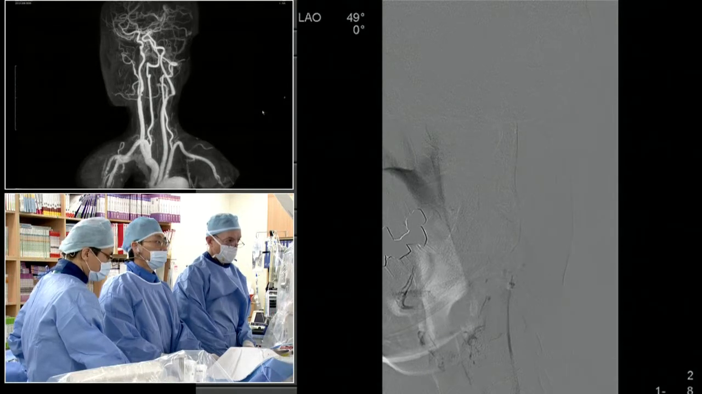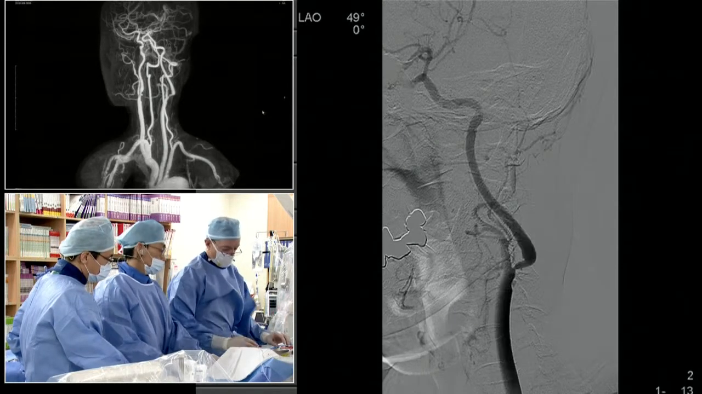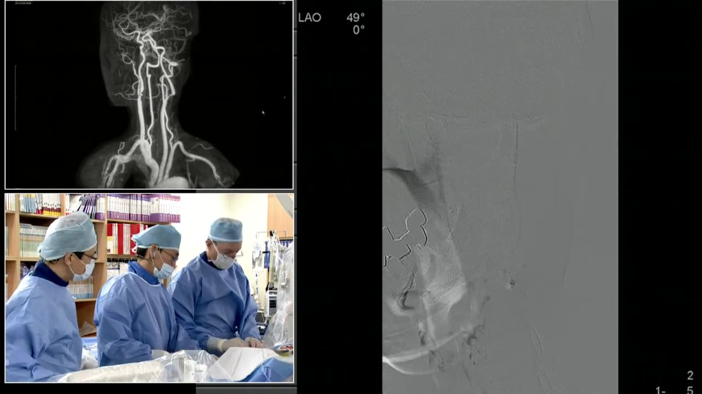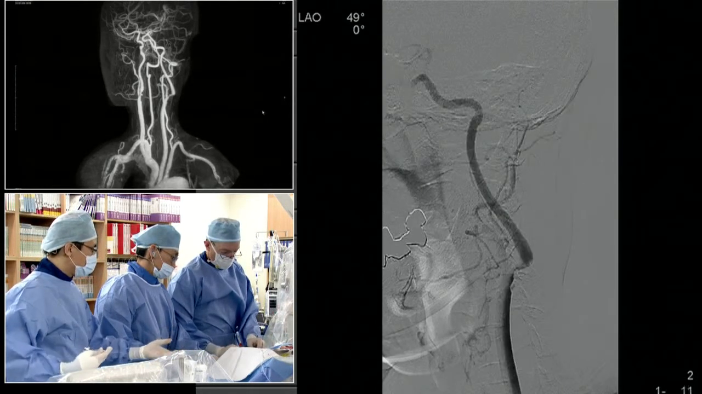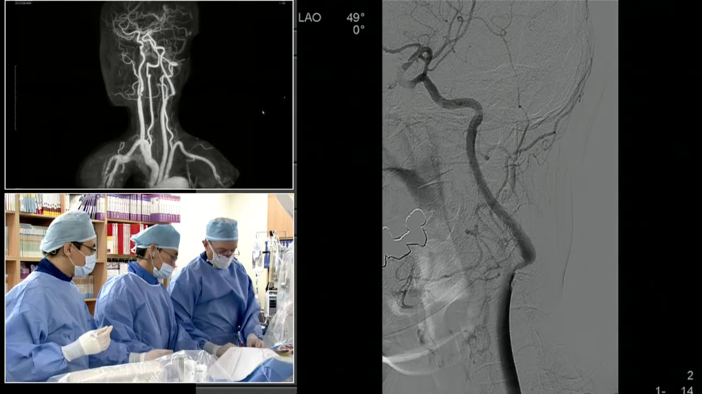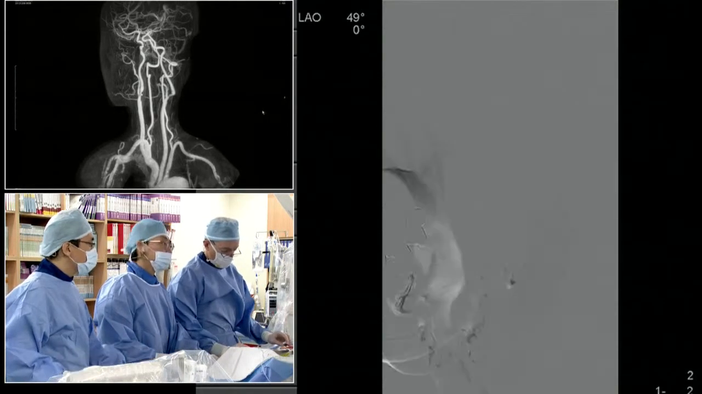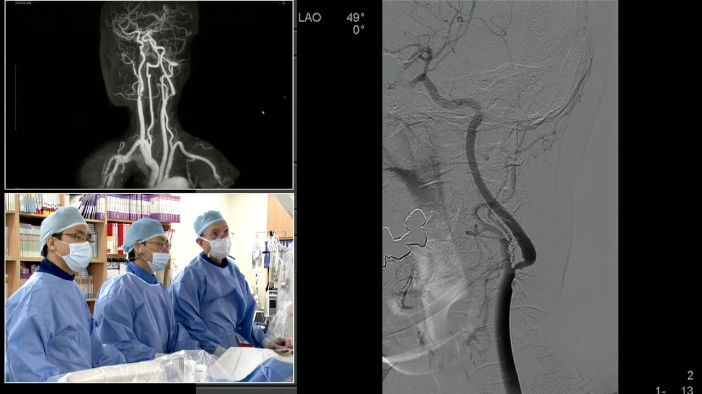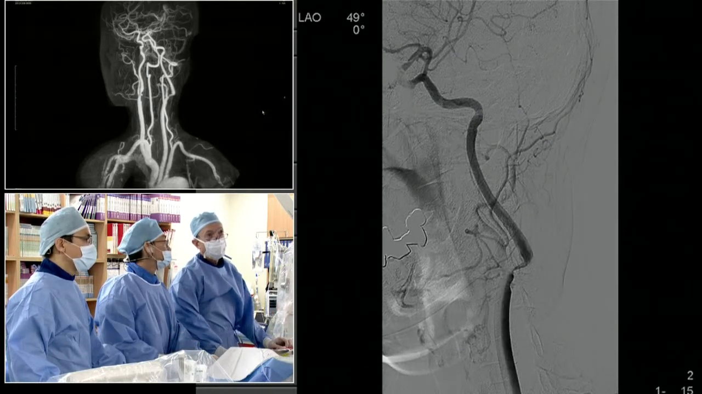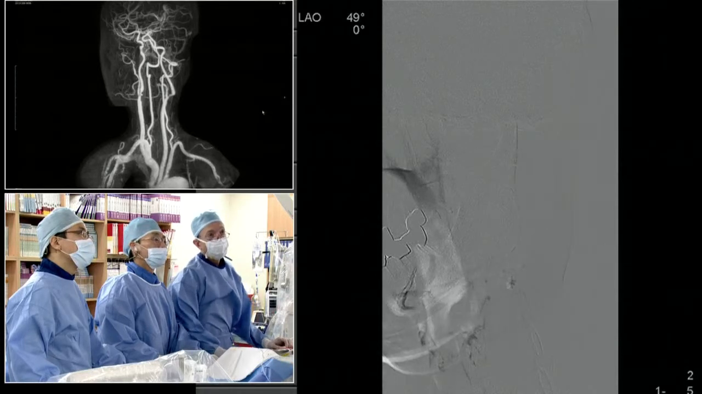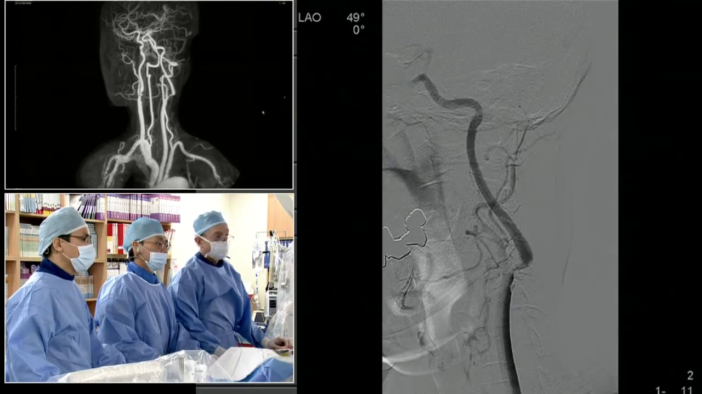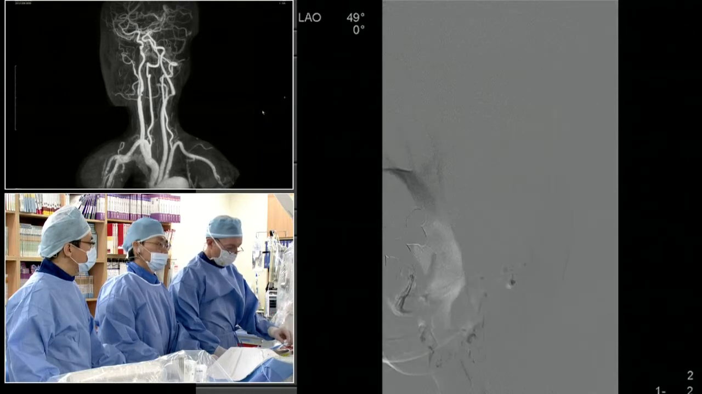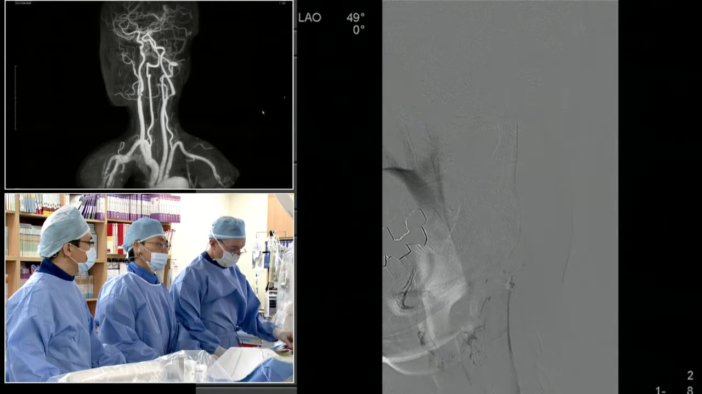So, any comments for this case? Hey, Mark, it's Michael Jaff. Hey, Michael. Nice case. Tell me why you chose the left versus the right. We've just had that one view of the MR, but the right internal doesn't look particularly pretty either. That's correct. I think by MRA they were quite comparable. By duplex, I'm told that the velocities were higher on the left, so we thought we'd go after the more severe one first. Is this her dominant hemisphere, do you know?